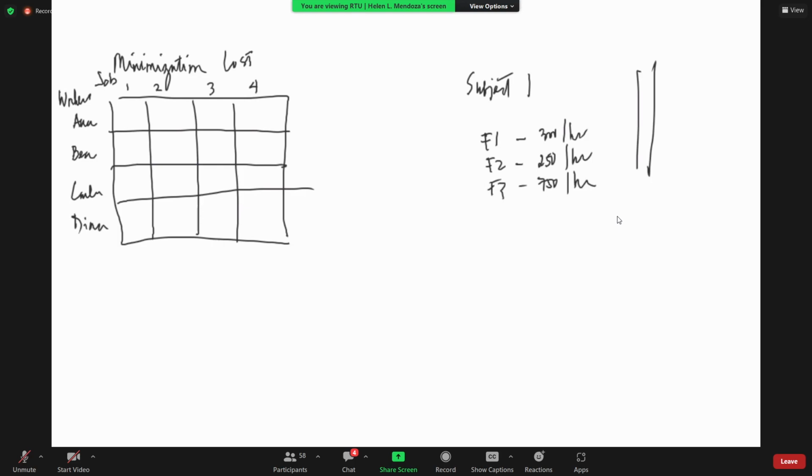So ulit. So if gusto mo talagang maka-minimize ng cost, then you try to come up with how much would one faculty receive. So ito yung mga possible na somebody is receiving 300 per hour, another one is receiving 250 per hour, and another one is receiving 750 per hour. I think in RTU, the minimum is 250. So, it is a question now of the sensitivity of the subject.